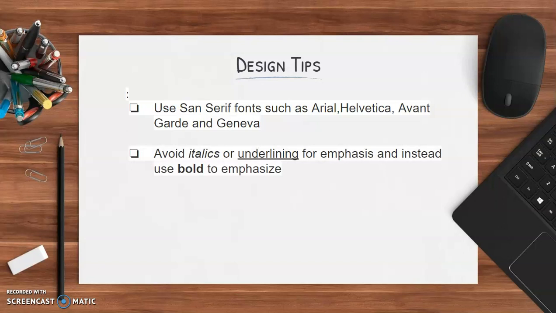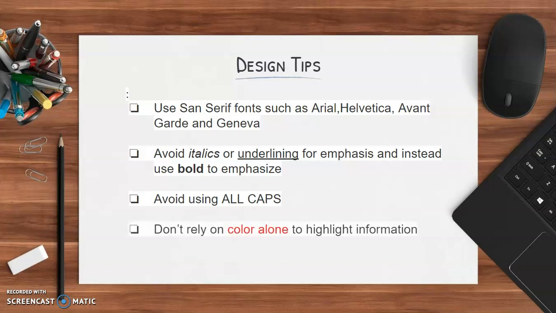Also, we try to avoid italics or underlining for emphasis. Screen readers can't read that. And we like to keep the underlining just for hyperlinks. Instead, if we want to emphasize, maybe use bold. Avoid using all caps, as we know for some it's the equivalent of yelling as well. So we usually don't want that in our documents.